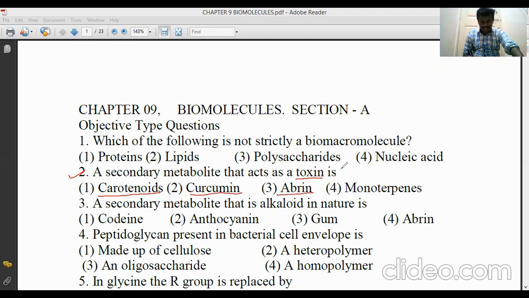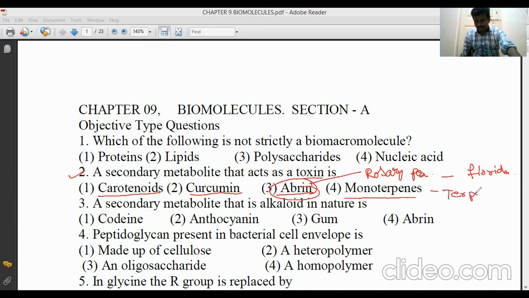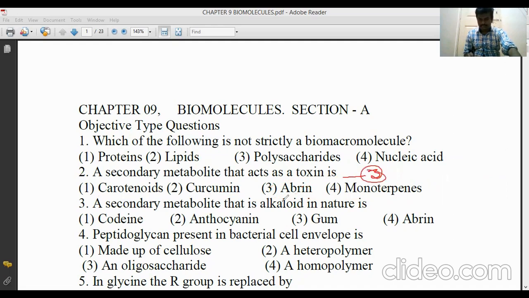Abrin is an extremely toxic toxalbumin substance. It is found in the seeds of the rosary pea, and it is found in Florida. So abrin is a toxin. Next, monoterpenes are terpenoids, and they are not a toxin. Among the four options, the third option, abrin, is the correct answer.